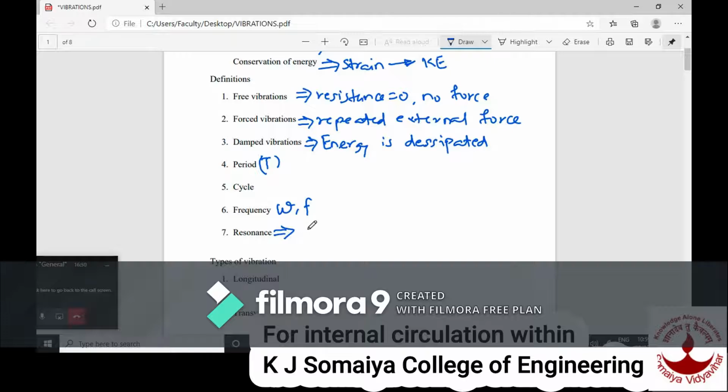And when the frequency of the force acting on a body matches the natural frequency of the system, the state of resonance occurs.